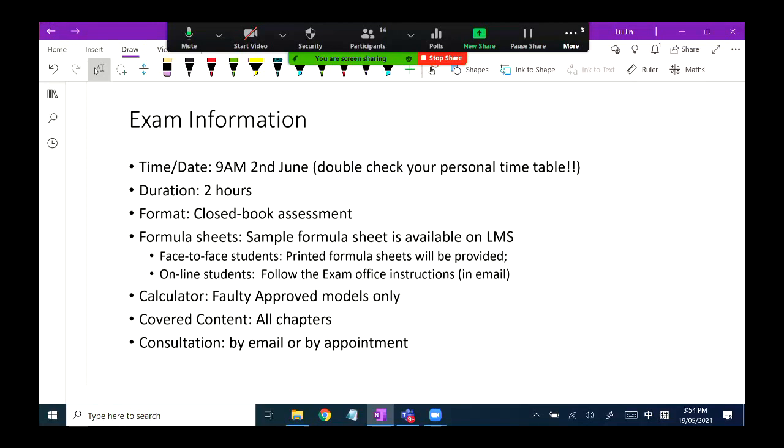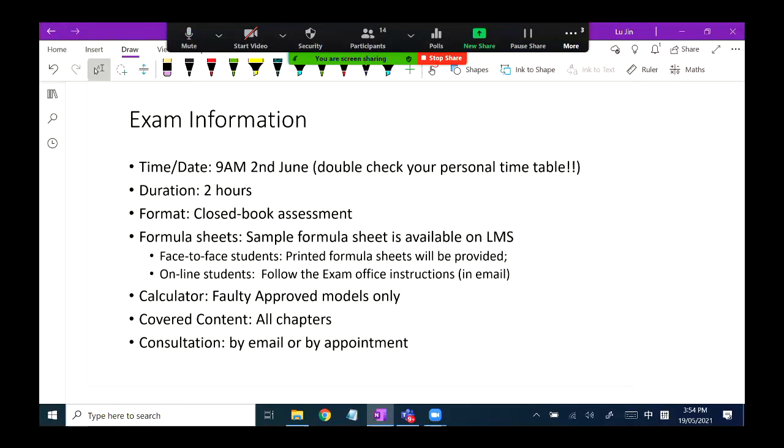Closed book means no iPad, no laptop, no phone, no paper-based documentation, no learning materials, just yourself. Calculator, yes, and pen, and your answer, something like that. Yeah, the formula sheet will be given.